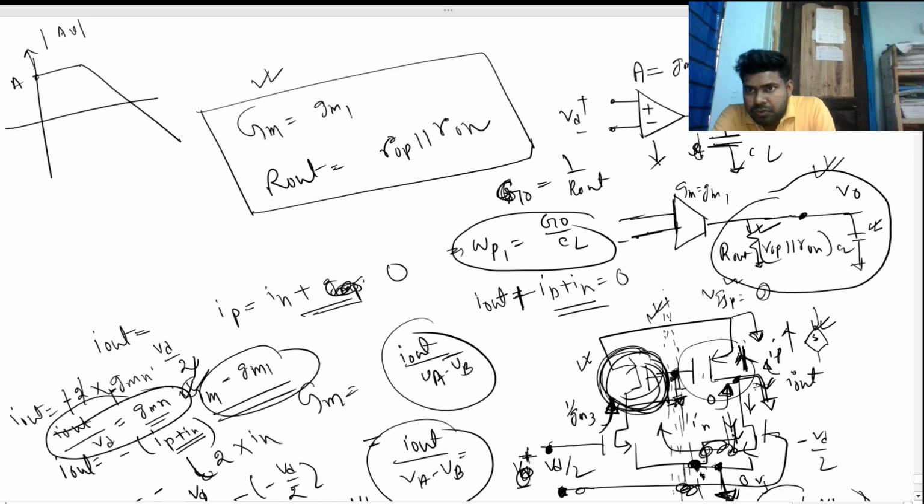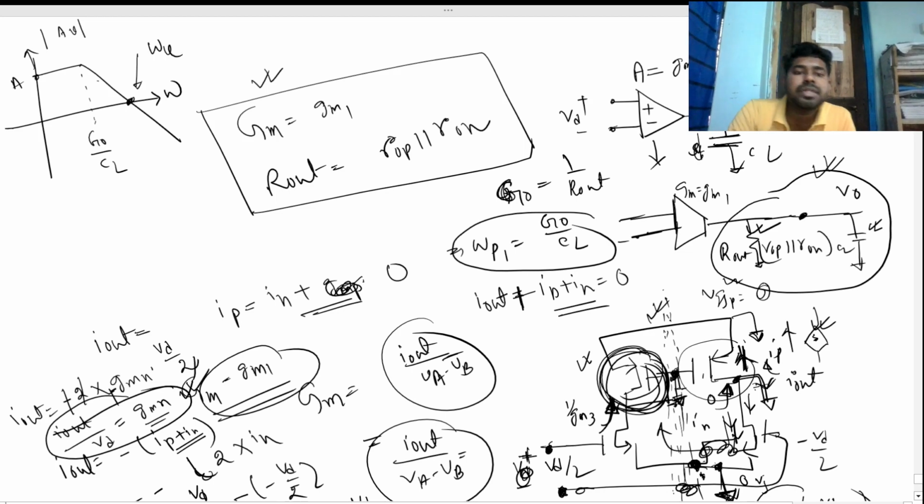Then we have a pole. So what will be the pole? This pole location will be GO by CL. Okay, but we need another point. Like this is omega, right? This is called the unity gain frequency. Let's say omega u. What would be the value?